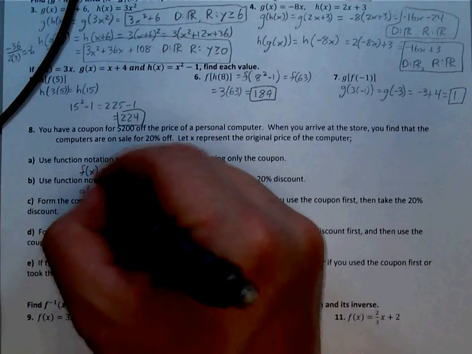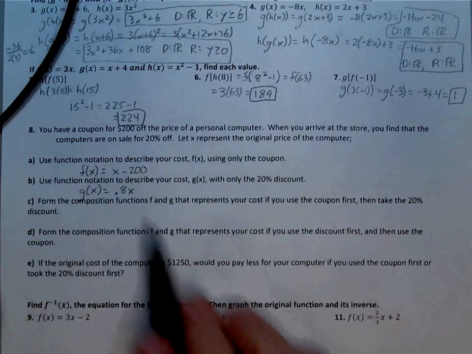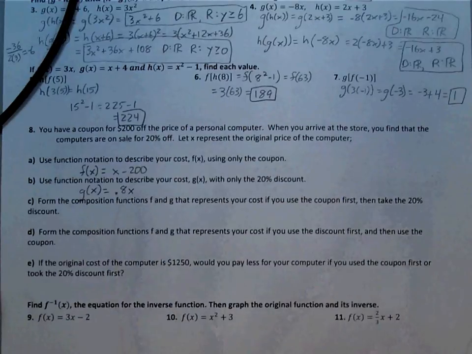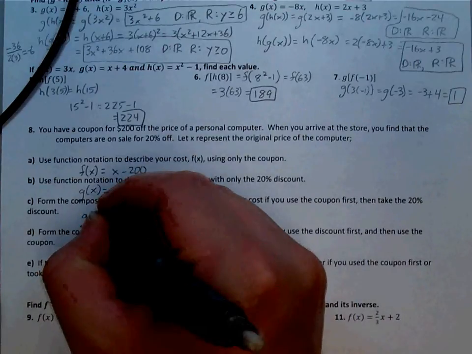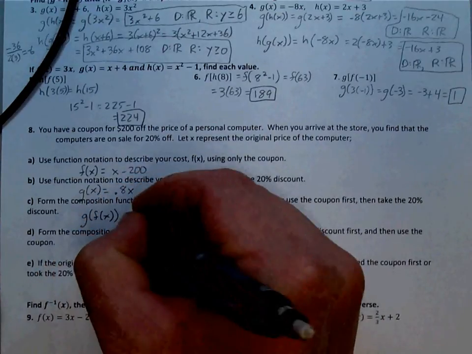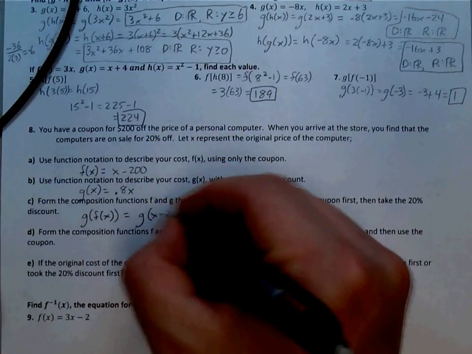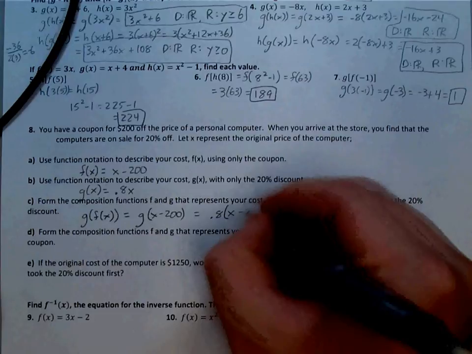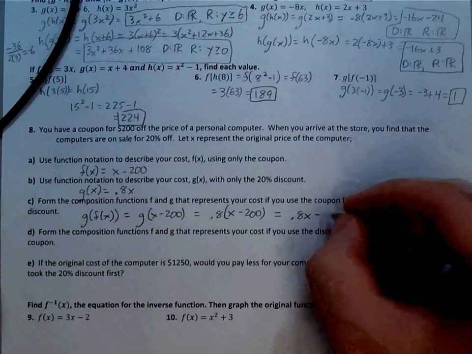So g of x, I would get 20% off, which really means I'm paying 80%. The quickest way to do an expression or an equation for that is to think about what you are paying. You're paying 80% of the actual cost. Form the composition of functions if you use the coupon first. So that's f of x, and I'm doing g second, g of f of x. So g of x minus 200. That means take 0.8 times x minus 200. Distribute, so 0.8x minus 160.